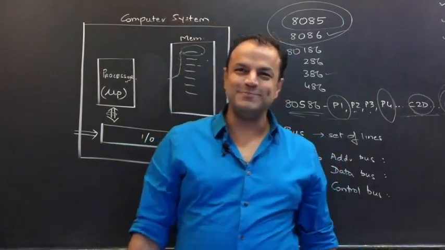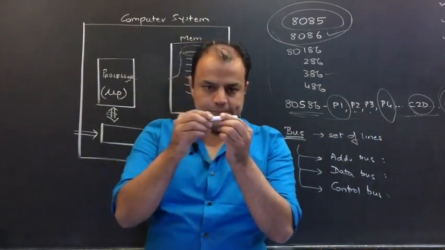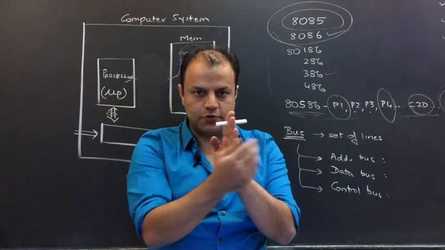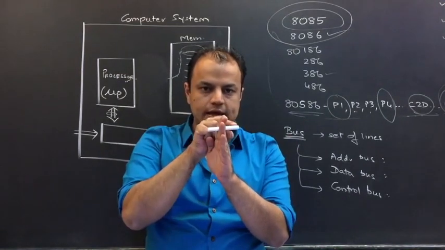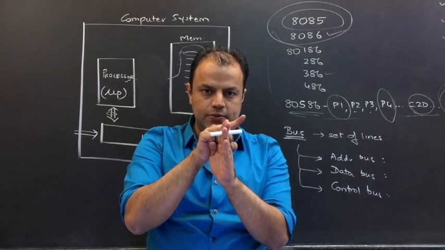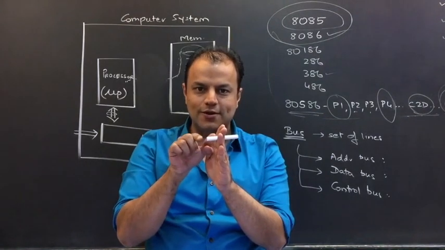So a bus is a set of lines. Take one line. I want to send thousands and millions of zeros and ones from here to here. What can I do? I can either connect this line to VCC or I can connect it to ground. If I connect it to VCC, over here I will get logic 1. If I connect it to ground, over here I will get logic 0.